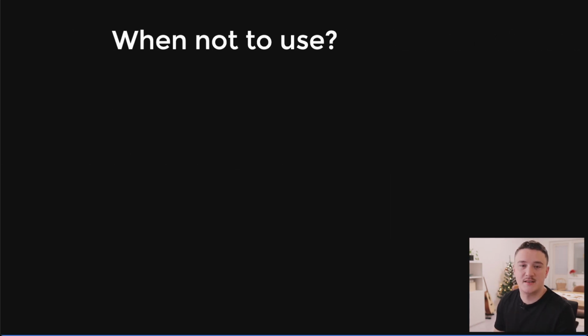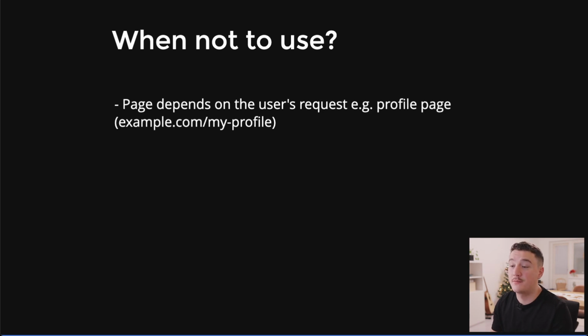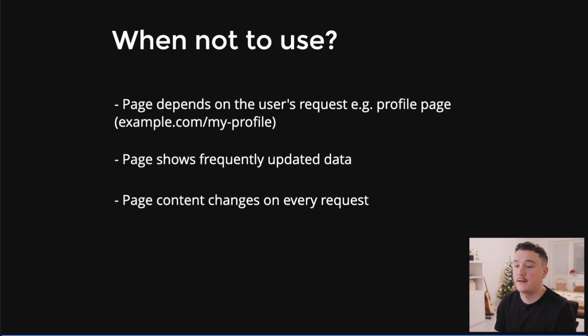Okay, when not to use static generation then? Well, if you cannot pre-render the page ahead of the user's request, and the page, for example, depends on the user's request and who is requesting the page, for example, a profile page, then you should not use static generation. And this is because we don't have access to request-related data inside that getStaticProps function because it's run at build time. And you shouldn't use static generation if the page shows frequently updated data and the page content changes on every request. And this kind of page would be, for example, a Twitter tweet feed or a dashboard of some kind. And in this kind of situation, you would be better off pre-rendering some part of the page and then fetching the dynamic part with client-side JavaScript, for example.